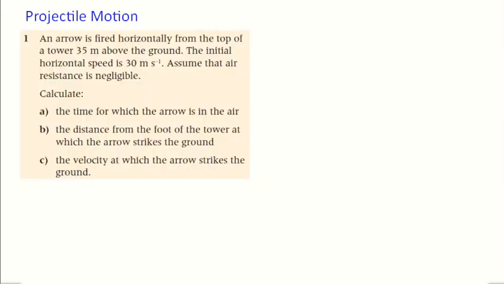So let's say that we have someone in the DOV shooting some arrows around, hopefully safely. An arrow is fired horizontally from the top of a tower 35 meters above the ground. So we've got a tower here, and someone shooting arrows, and it has been fired horizontally. First it was horizontal, and then gravity happens and it falls down.